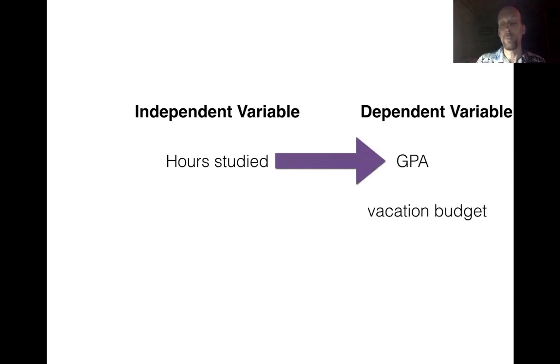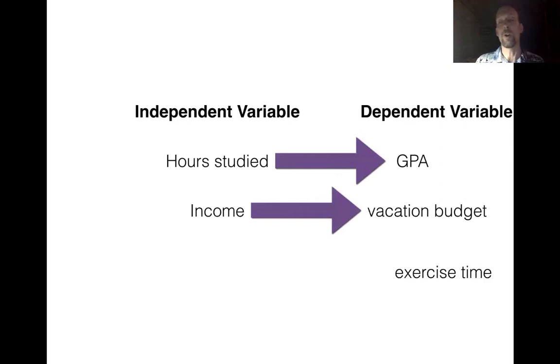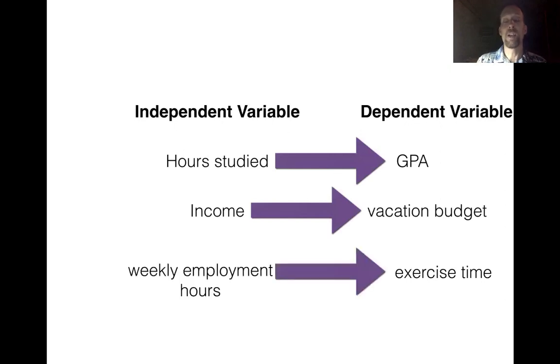Another example, maybe vacation budget. Everybody likes to go on vacation. So we might be able to base vacation budget on something like how much income a person is making. So income would be the independent variable that's going to help us predict the dependent variable of our vacation budget. And we'll do one more, the one we looked at for exercise time. Exercise time would be our dependent variable, and the number of hours a week somebody spends employed would be an independent variable.